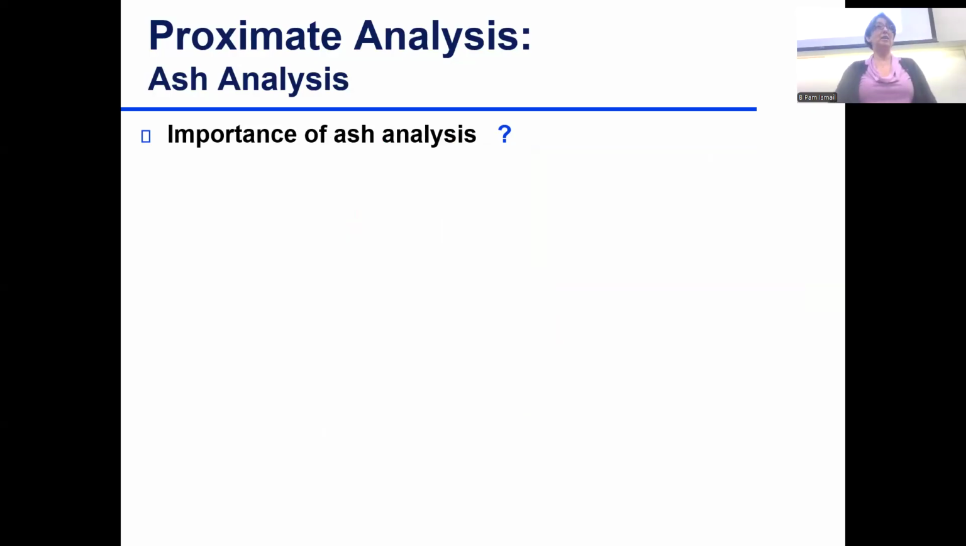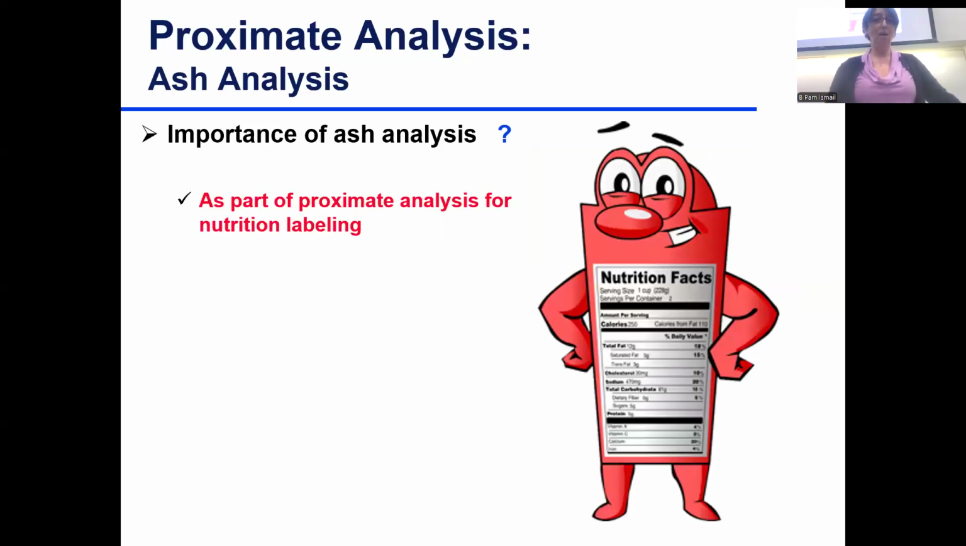What is the importance of ash analysis? What did you tell me, Ali, about the importance of moisture analysis? Nutrition labels. There you go. It's part of proximate analysis for the nutrition label. We need it so that we can calculate total carbohydrate. So it's not anywhere on the label in terms of an actual mass. Of course, there are minerals on the label like sodium, potassium, calcium, iron, but the total ash content is not on the label.